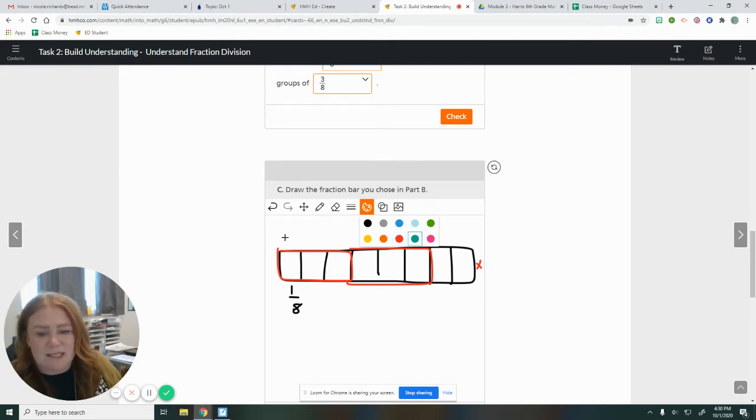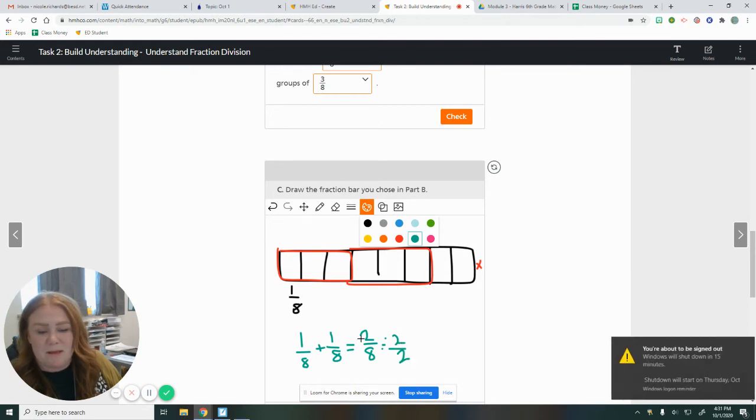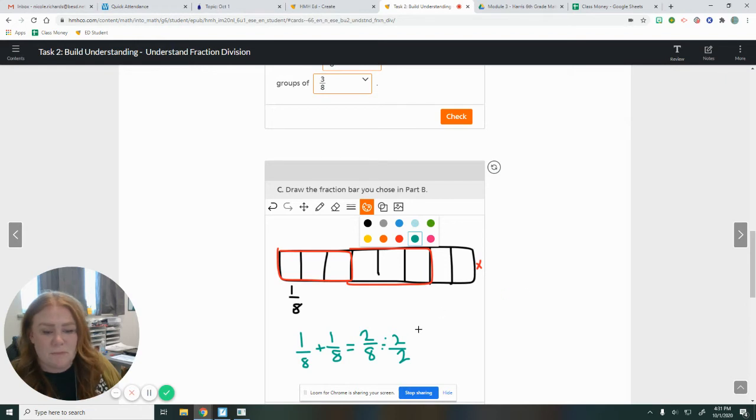Let's think about our fourths here. 1/8 plus 1/8. Let's think. So my denominators are the same. 1 plus 1 is 2. Denominator stays the same. So let's simplify this. Divide them both by 2. 2 divided by 2. So 2 divided by 2 is 1. 8 divided by 2 is 4. So every time I have 2/8, that equals a fourth.